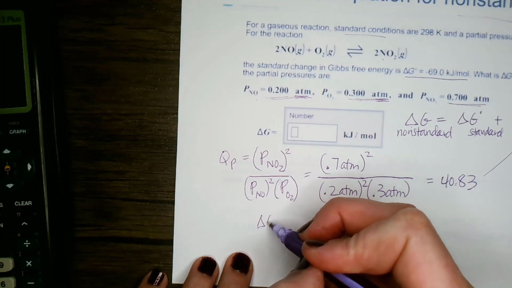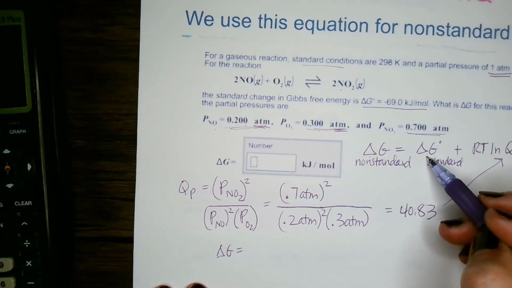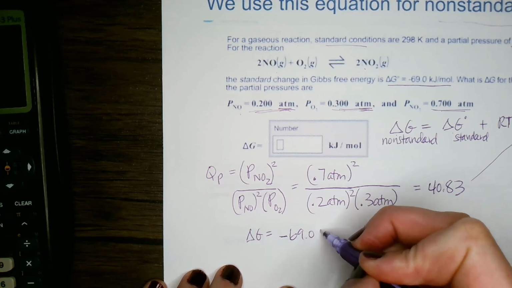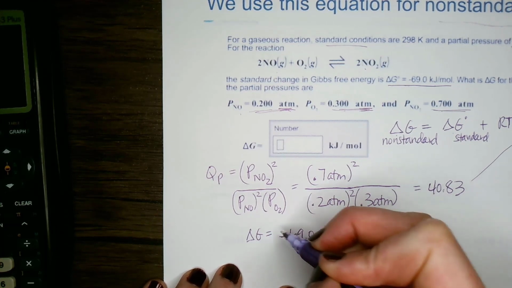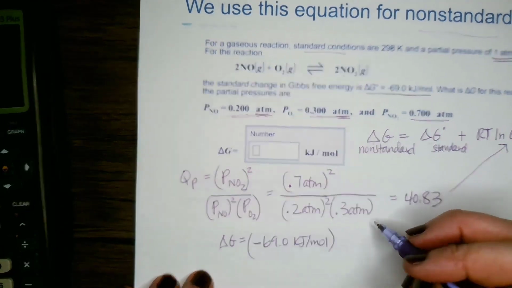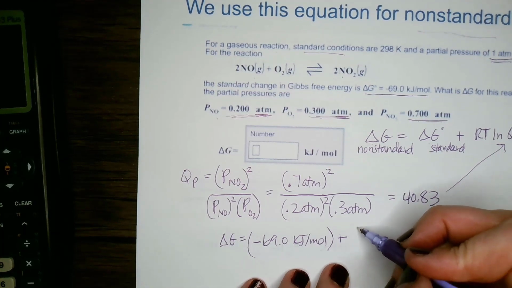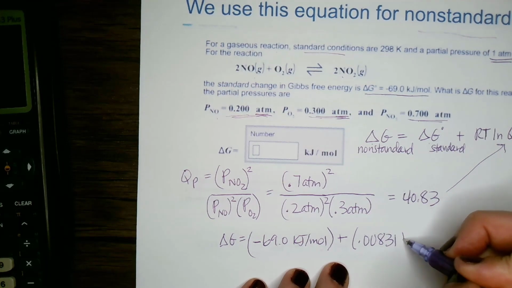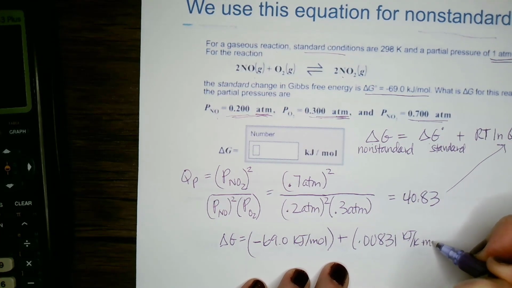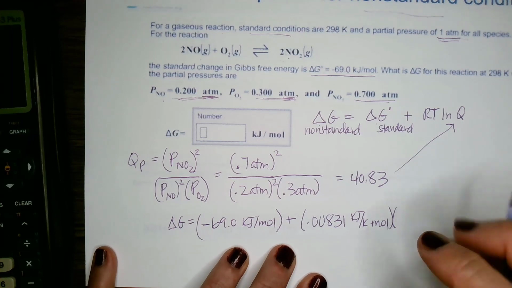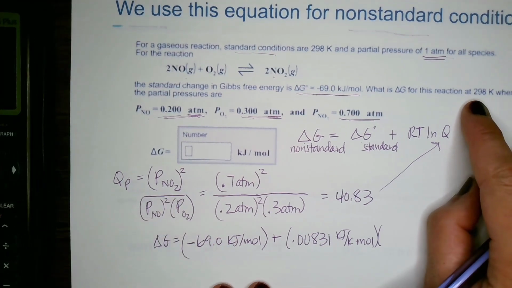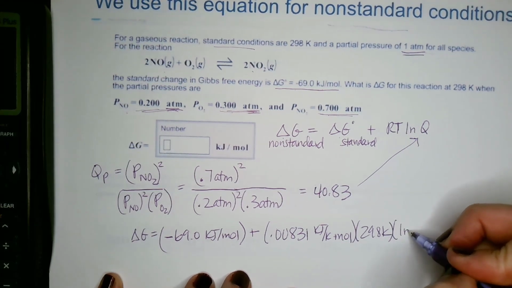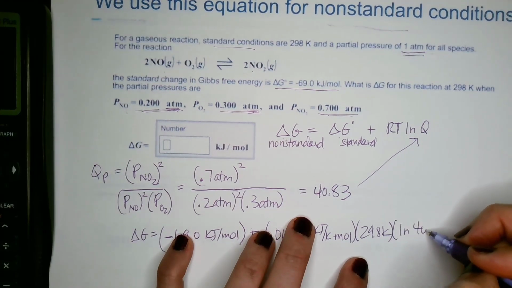Let's do our delta G is equal to, our standard G should be given to us, negative 69.0 kilojoules per mole, plus R we know is 0.00831 kilojoules per Kelvin mole, times temperature, it says 298 Kelvin, and then times the natural log of 40.83.